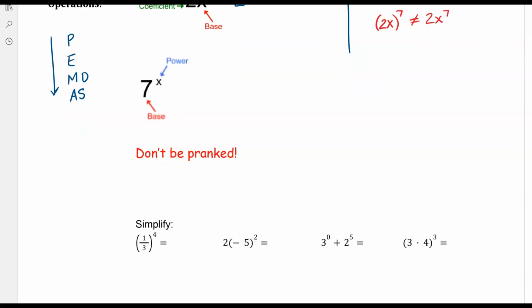The next example is just to show you that our base can be a number like 7 and our power can be a variable. So 7 to the x is a valid expression. We're not going to work with those in this lesson. Maybe later in the unit we'll talk about those some.